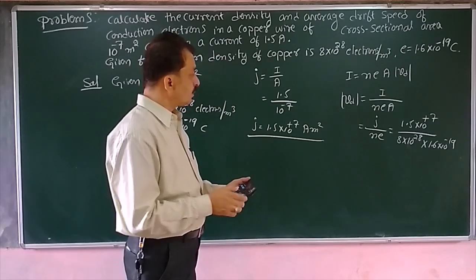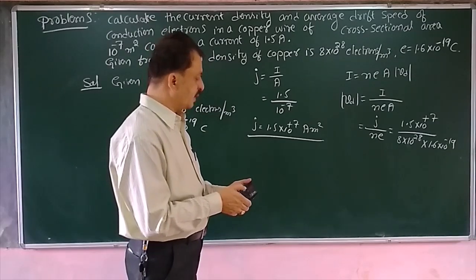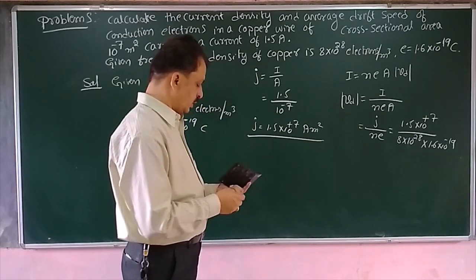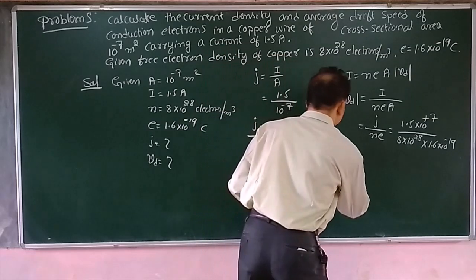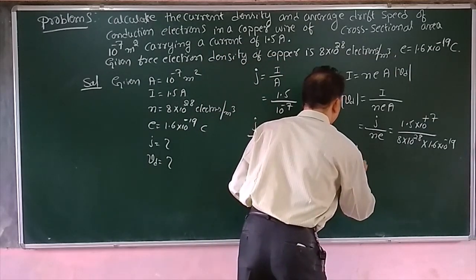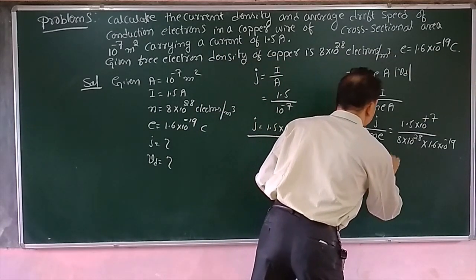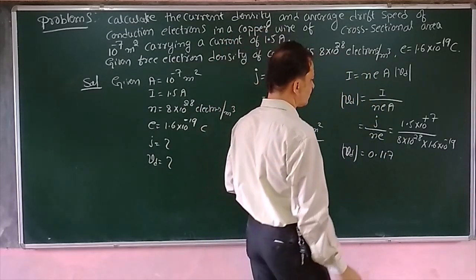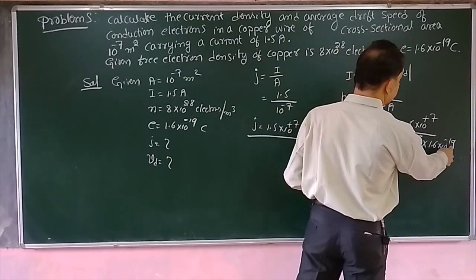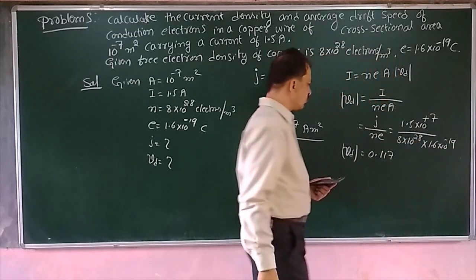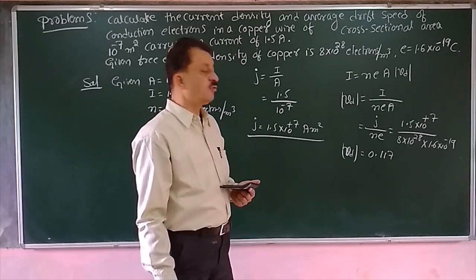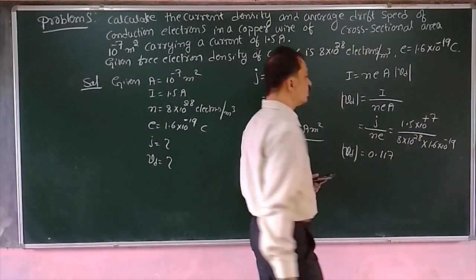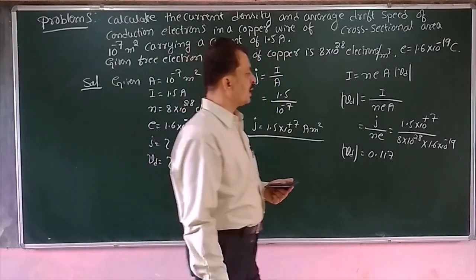1.5 divided by 8 divided by 1.6, 0.117. So the magnitude of the drift speed is 0.117. Now simplify the powers. Here 28, here 19. Therefore 10 to the power of 28 minus 19 is 10 to the power of plus 9. If you take it to the numerator, it is 10 to the power of minus 9.